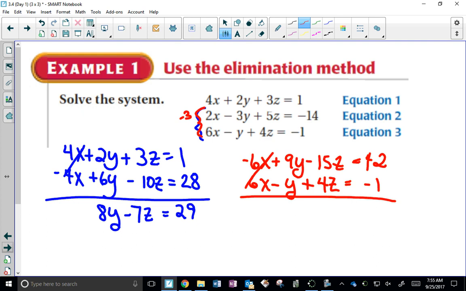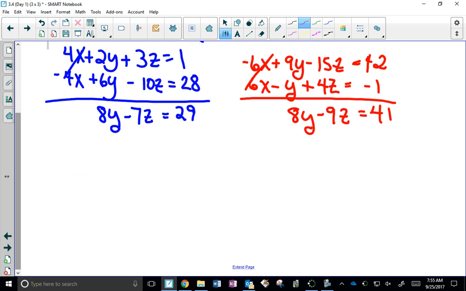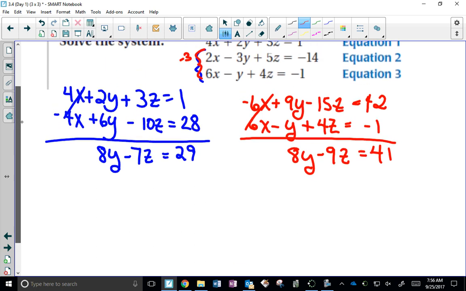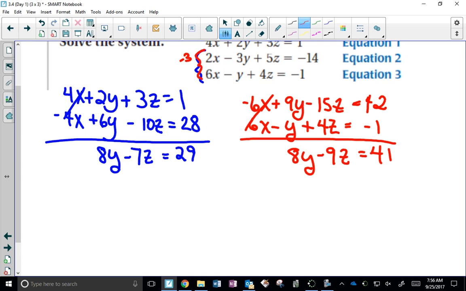Of course, those cancel. 9y minus y, 8y minus 9z, 40. No. Opposite. All right. Now I have got 2 equations with 2 variables. Now I'm back to what we did last night. How does negative 15 plus 4 equal negative 9? I don't know. What do you think it is? Negative 11? Yeah. Thank you. Negative 11. There you go. Better? Thank you for catching me and being bold and telling me.